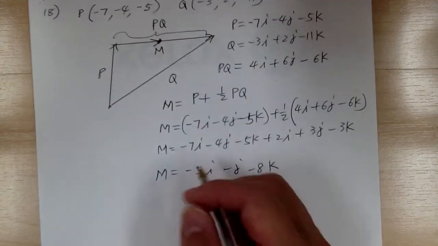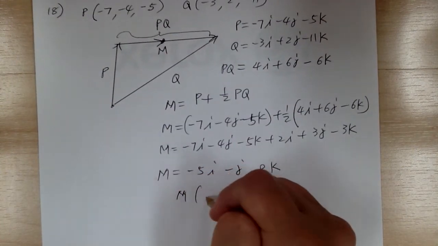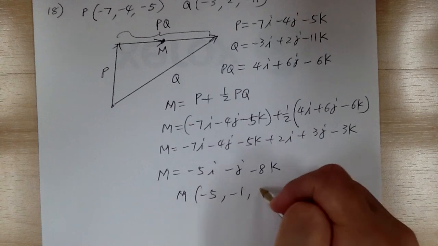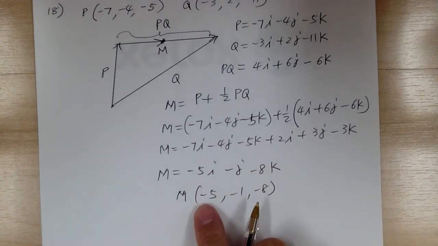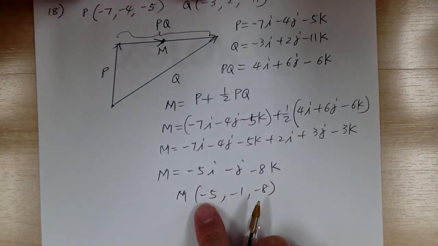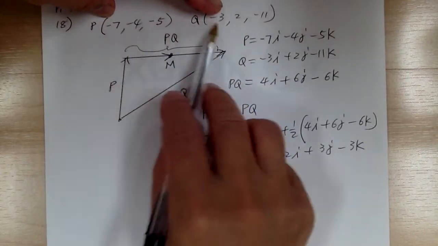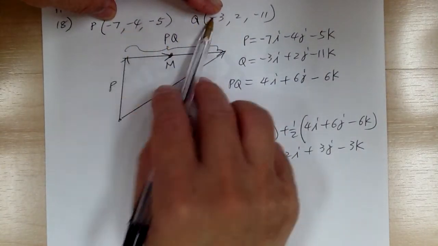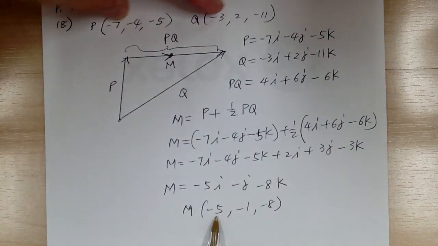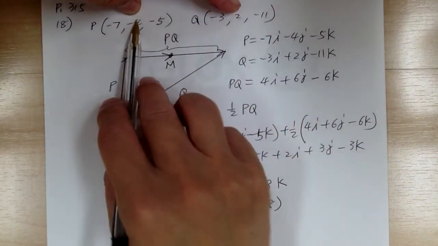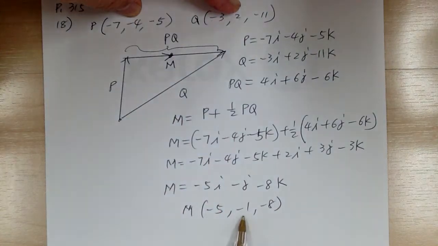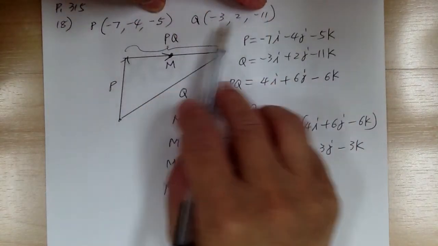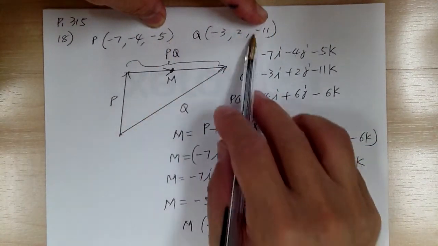Okay, and so your midpoint, the coordinate would be -5, -1, -8. Now to check, make sure you're correct, you can just add and divide by 2, right? Average of the 2. So you add, you get -10, divide by 2, you get -5. So let's check. This one, when you add, you get -2, divide by 2, you get -1. So check. This one, when you add, you get -16, divide by 2, you get -8.